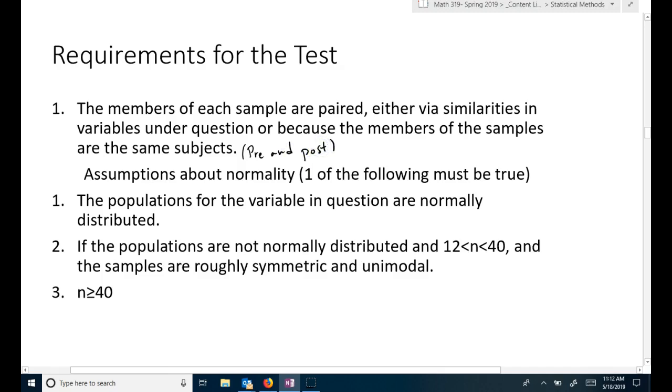Then we have some assumptions of normality. They're very similar to the two-sample t-test. One, the populations for the variables in question are normally distributed. Okay. Two, if the populations are not normally distributed and we have n between 12 and 40, the samples are roughly symmetric and unimodal, or n is greater than or equal to 40. Okay. So let's take a look at the histograms just real quick and see if we have roughly normal distributions.